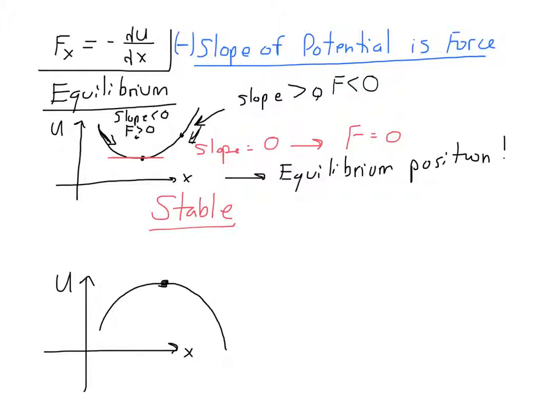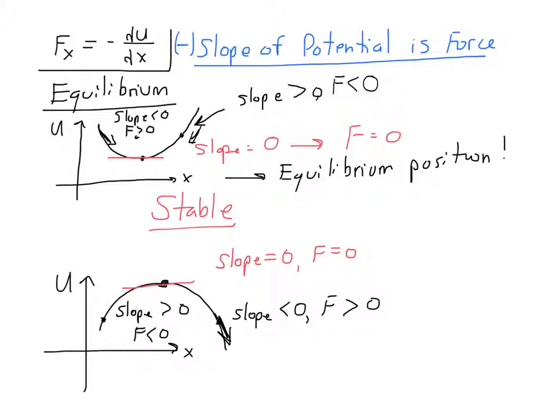How can we tell that? We can use the same arguments that we used for the stable case. First, the slope is 0, which means the force is 0, which means this is an equilibrium in the first place. Here we have a negative slope, so we have a positive force, and the particle wants to go away from the equilibrium position. On the other side, we have a positive slope, negative force, and the particle wants to also move away from the equilibrium position, so no matter what happens, the particle wants to go away from the equilibrium position, and this is called an unstable equilibrium.